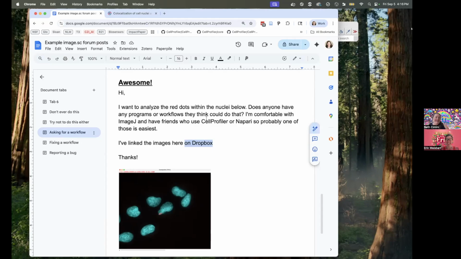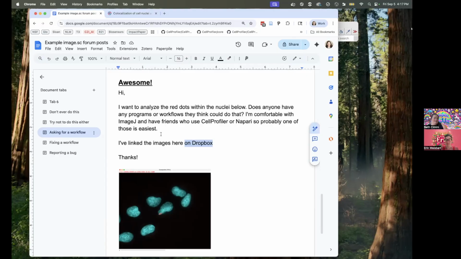And if there are particular programs that you want, you can tag those programs in your post. People will certainly say, oh, I know you said you want ImageJ, but this would be super easy in QuPath. But people will generally try to give you what you ask for if you ask for it nicely and in a way that's easy to follow.